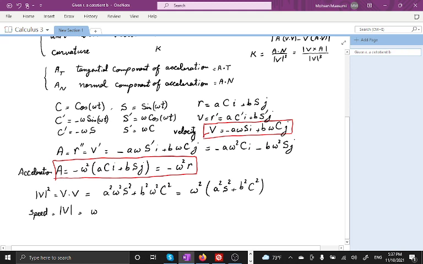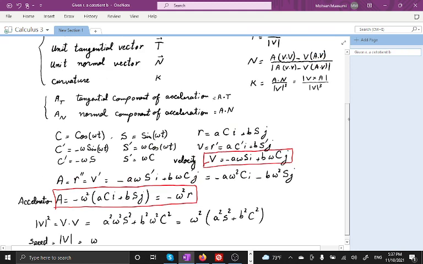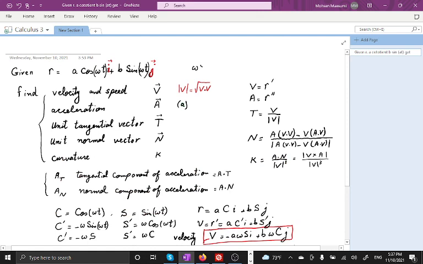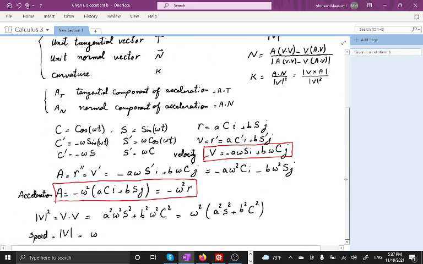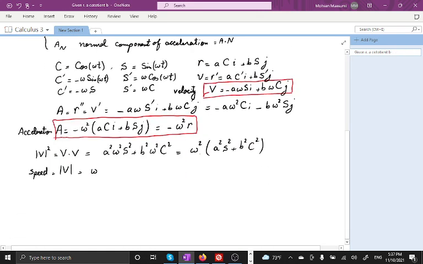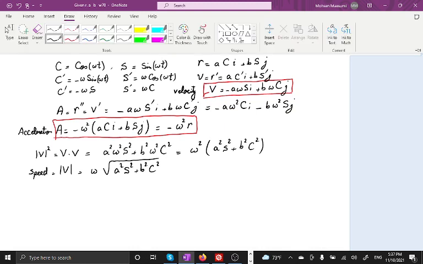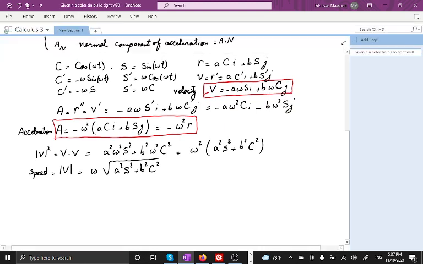I've taken the square root of omega. In these problems, omega is always assumed positive, so we don't have an issue with the square root of that. So this is going to be omega times the square root of a squared s squared plus b squared c squared. So that's our speed. Let's go ahead and put these things in some boxes too, because later on we are going to come and just use these things.